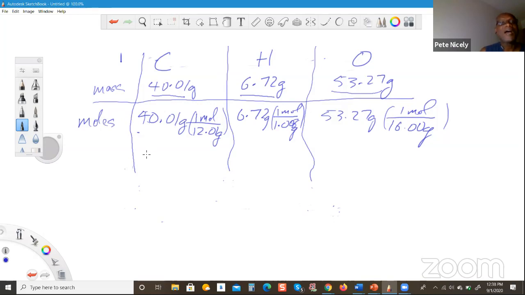Okay, so at this stage, as I said before, we're calculating the moles, right? So basically, I need to take out my trusty cheat calculator here.